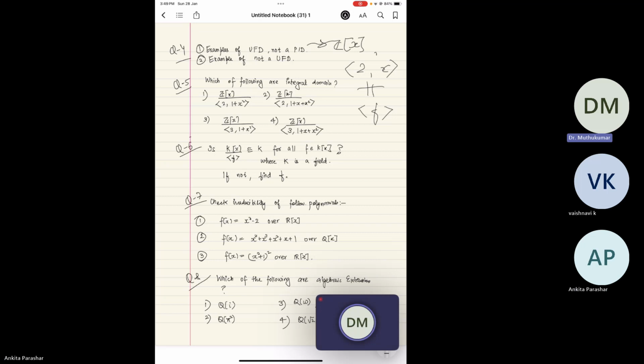Example 1 in question number 5 gives you not a UFD. Yes, it is not even an integral domain. Therefore, it is not a UFD. All right. So can you give me some integral domain which is not a UFD?